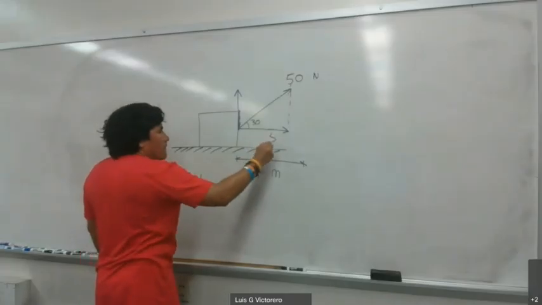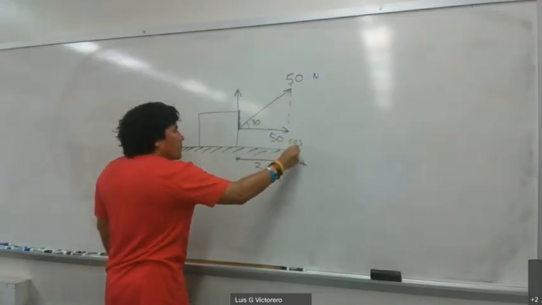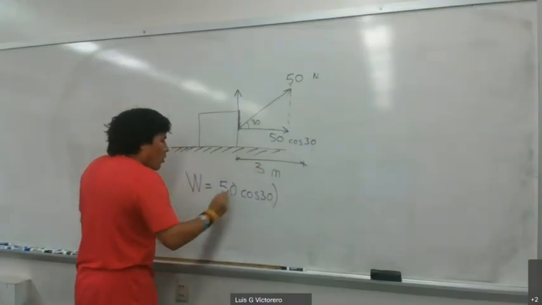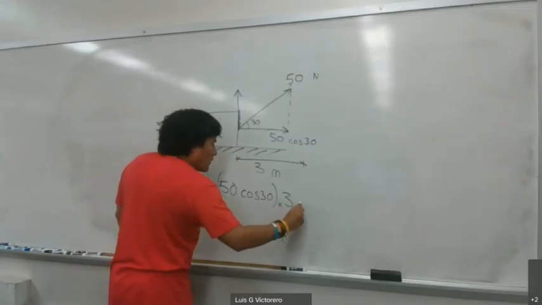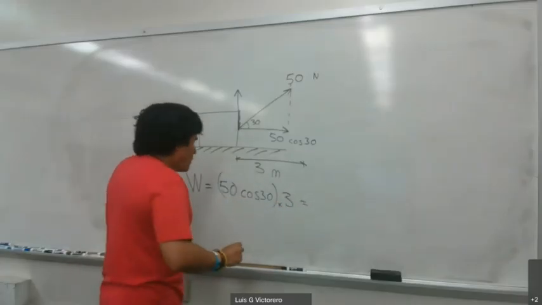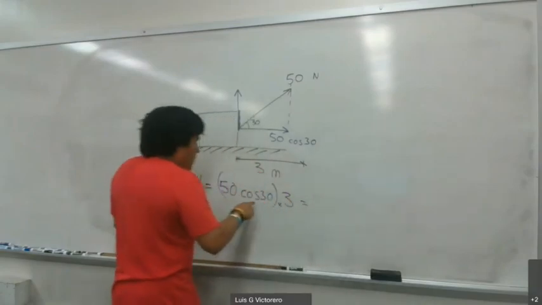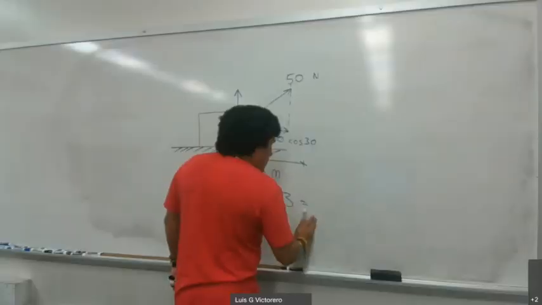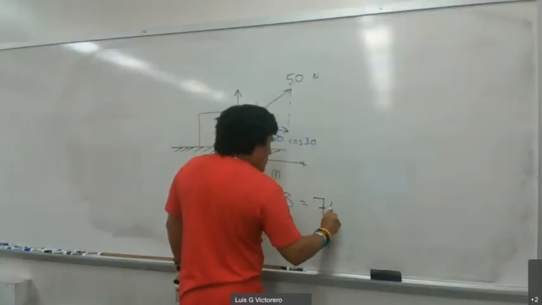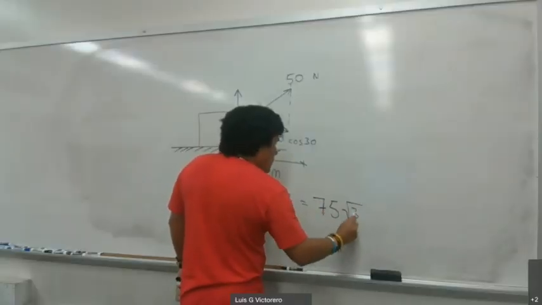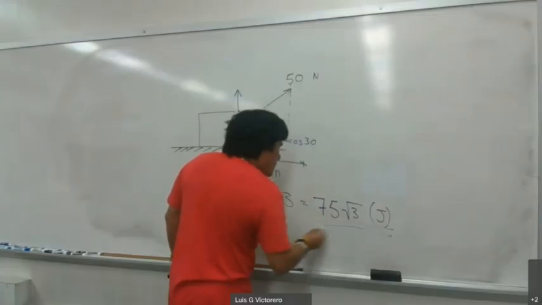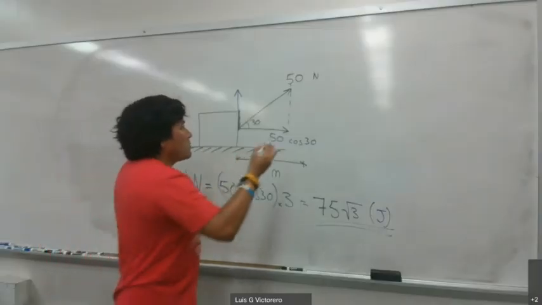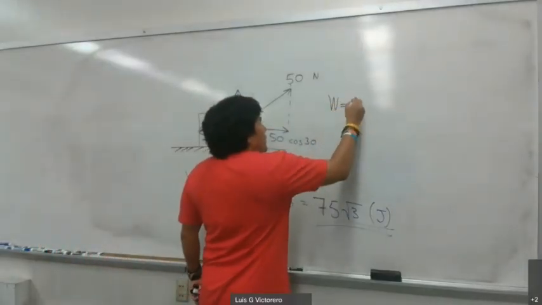50 times the cosine of 30. Cosine of 30 is root 3 over 2. Root 3 over 2 times 50 will be 25 root 3, times 3. Joules. Positive because it's going to our right. You can also use a definition if you want. You get the same, right?